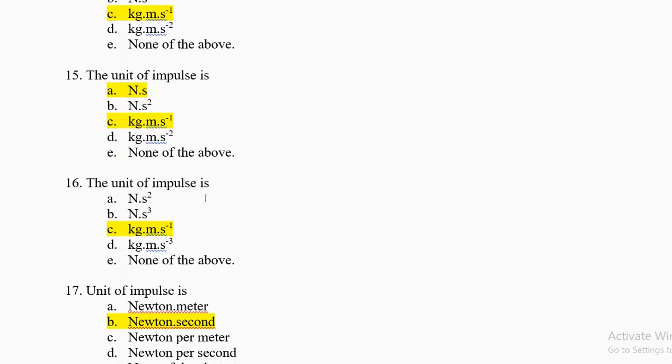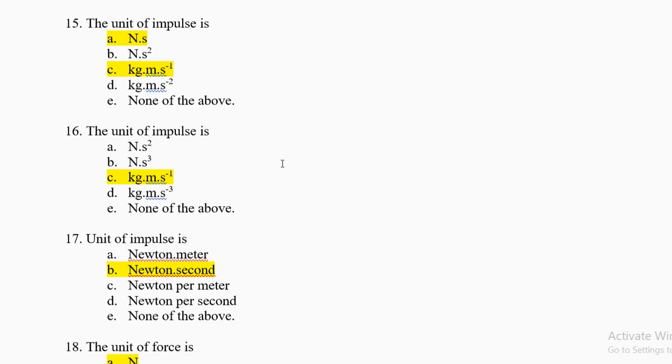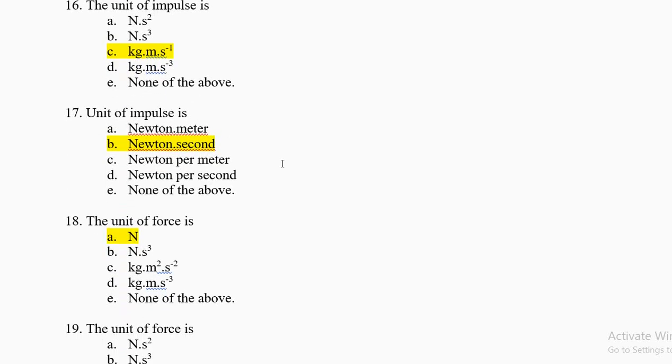16th question. The unit of impulse is, now force into time. There is no force into time here. It is same as momentum. Mass into velocity. Kilogram meter second minus 1. 16th answer. 17th, the unit of impulse is Newton second. It cannot be Newton meter because it is force into time. Think about a formula. Newton second is the correct formula. The wrong formulas belong to some other thing. Like for example, Newton meter is force into distance. It is work. So it's not impulse.